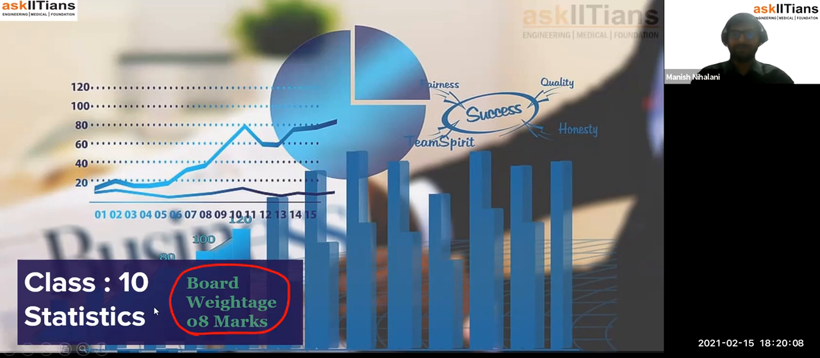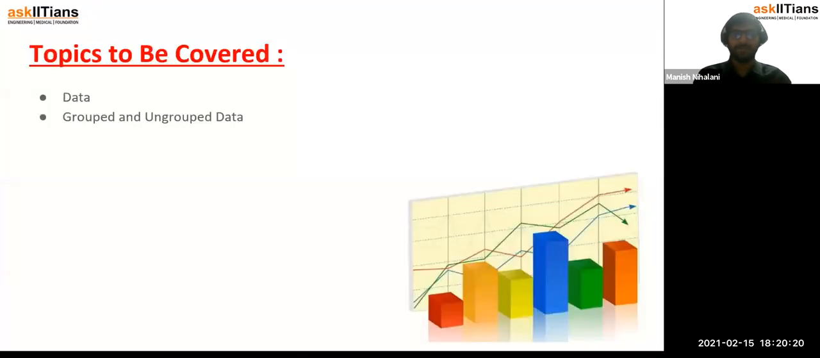Graphs are like the favorite topics of the students, and easy-to-attempt, easy-to-score questions. So this is what this chapter is about, and it's a very simple chapter, so no need to worry. In the first class, that is today, we would be talking about topics related to data. What is data? How are we related to the data, and how is data classified into different types? We would be talking about grouped data and ungrouped data, both of them. So let's quickly talk about data first.